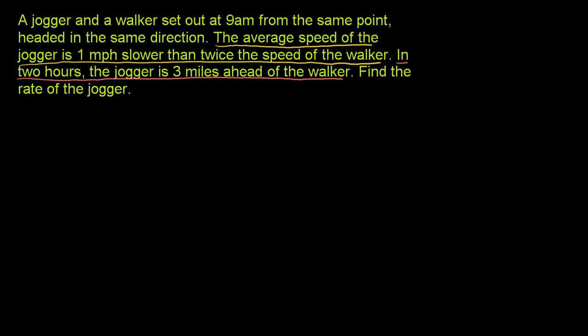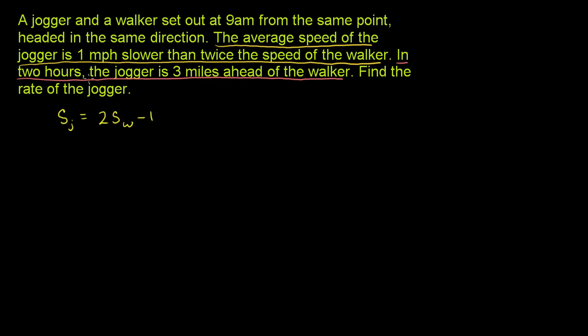So let's write down that first statement in equation form. The average speed of the jogger, let's call that the speed of the jogger, is 1 mile per hour slower than twice the speed of the walker. So that's equal to 2 times the speed of the walker minus 1. So that's that first statement.